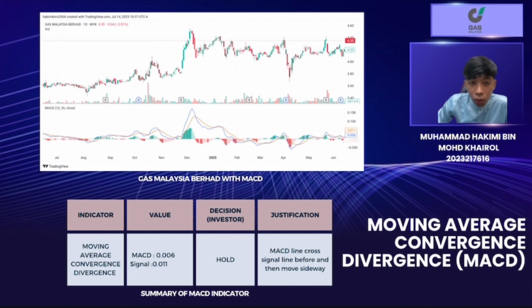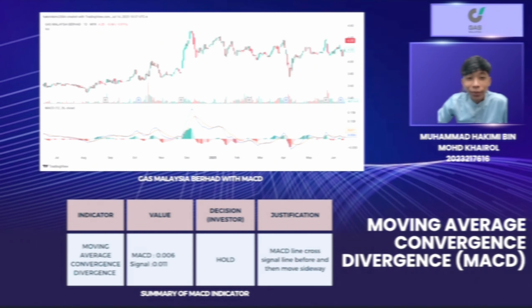As shown in the table, the best move for existing investors is to hold and monitor price movement, and for potential investors it is also to hold until the MACD crosses above the signal line with strong momentum.